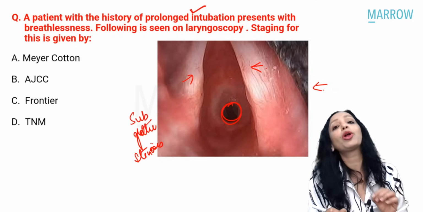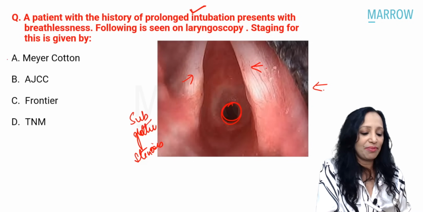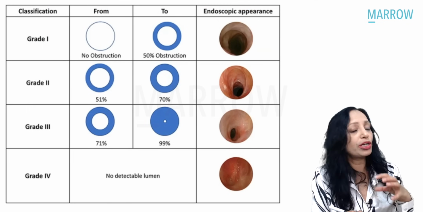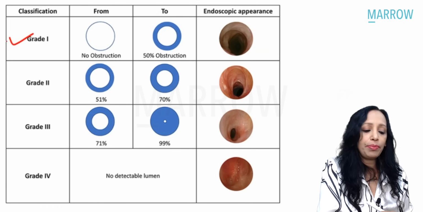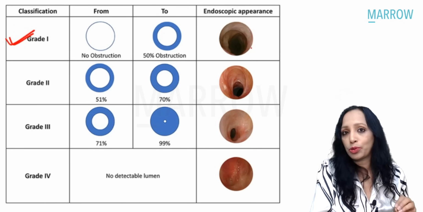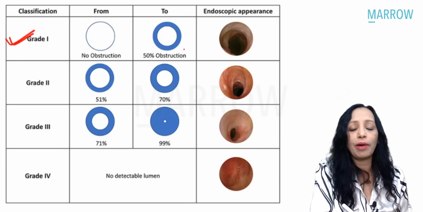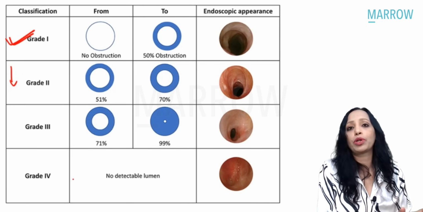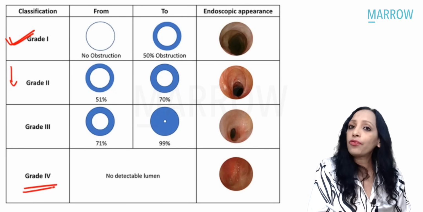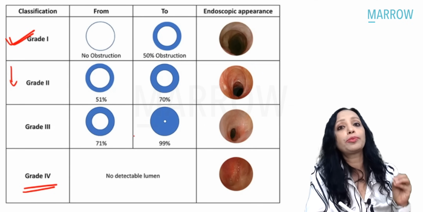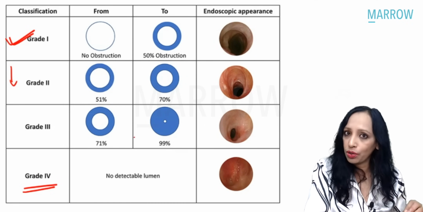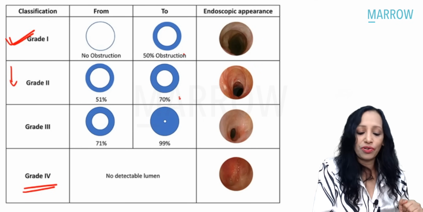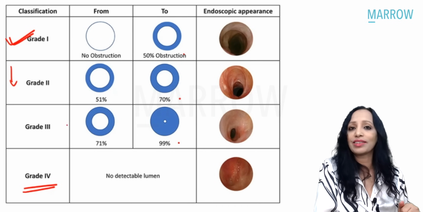So the staging for subglottic stenosis is, we know, the Myer-Cotton classification. The Myer-Cotton classification stages subglottic stenosis into 4 grades. Grade 1 is the least obstruction, and here the patient is usually asymptomatic. Here there is only up to 50% obstruction, and as the grades go up, the obstruction goes up, with maximum obstruction with no opening at all in grade 4. In one of your exams it was asked, a patient has 80% obstruction of the airway with subglottic stenosis, so what is the grade? Up to 50% is grade 1, up to 70% is grade 2, and up to 99% is grade 3. So the answer there was grade 3.